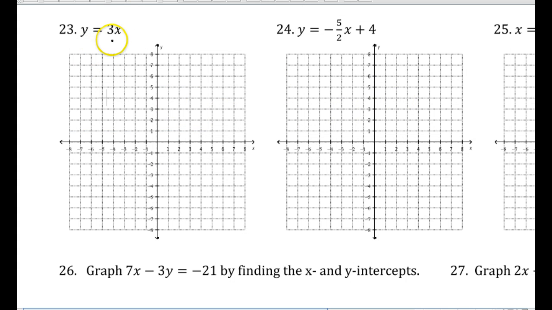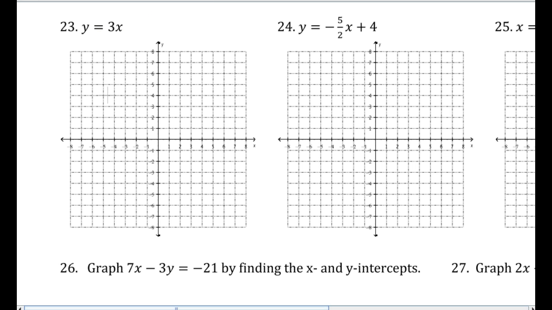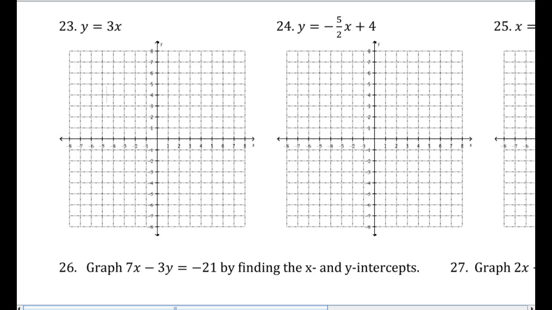So here we can see y equals 3x. This is the same as y equals 3 over 1 x plus 0, meaning our y-intercept is 0, and our slope is going to be up 3 and right 1. Up 3, right 1. And we can also go down 3, left 1. There we go. Use a straight edge.